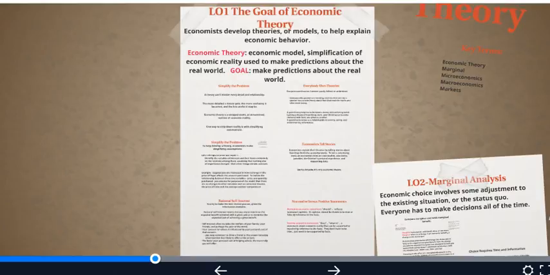An economic model is a simplification of economic reality, used to make predictions about the real world. So that's the basics. What are we going to use? What model? What form? What idea? Which is a simplification. We're going to really simplify things. What are we going to use to make predictions about the real world? So our goal is to make predictions about the real world. That's what economists do. They make predictions about what's going on in the world.